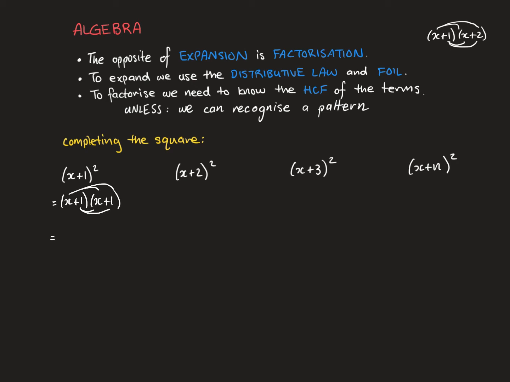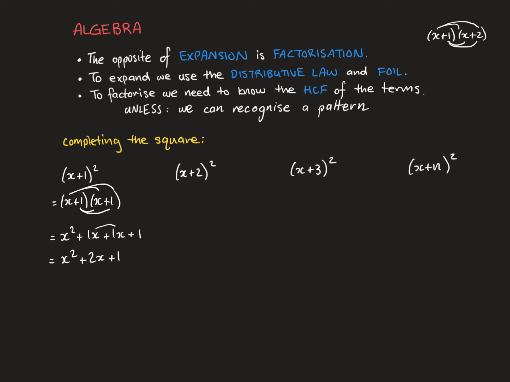So if I multiply the two first terms together, I get x squared. If I multiply the two outside terms together, I get 1x. The two inside terms together, I get 1x. And I multiply the two last terms together, I get 1 times 1, which is 1. Conveniently, I can combine these two like terms together to make 2x. Cool. x squared plus 2x plus 1.